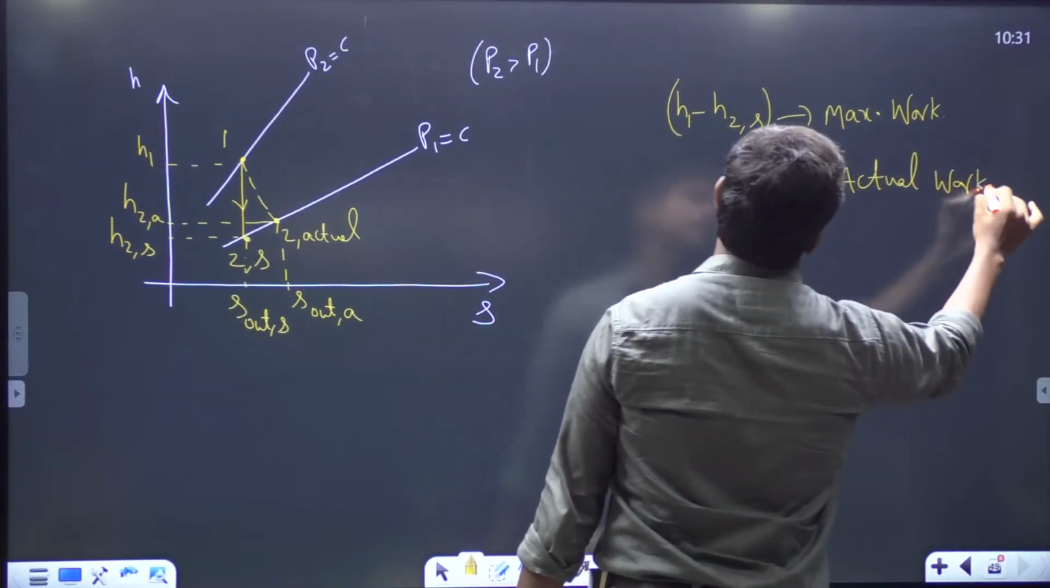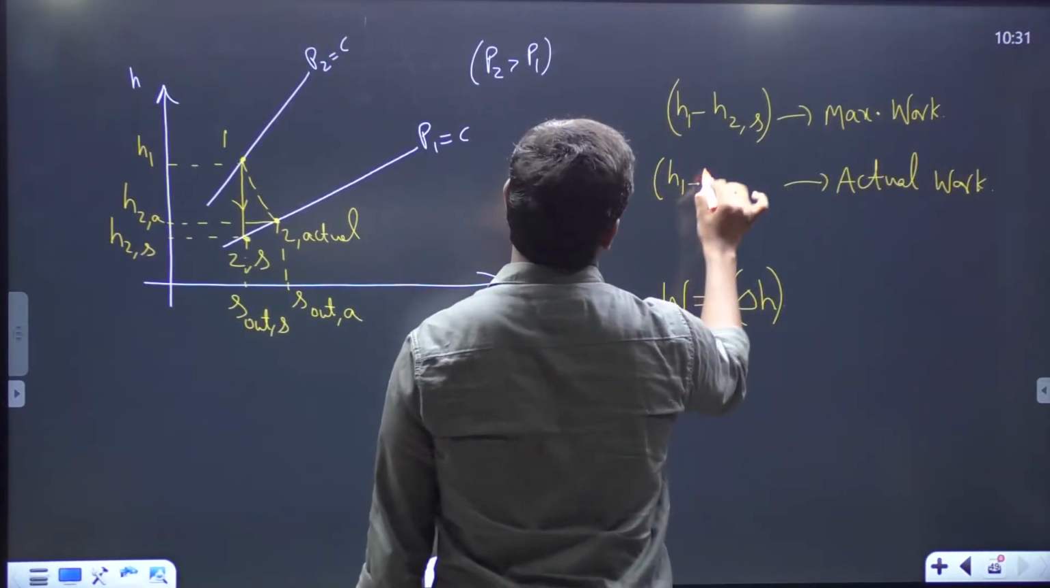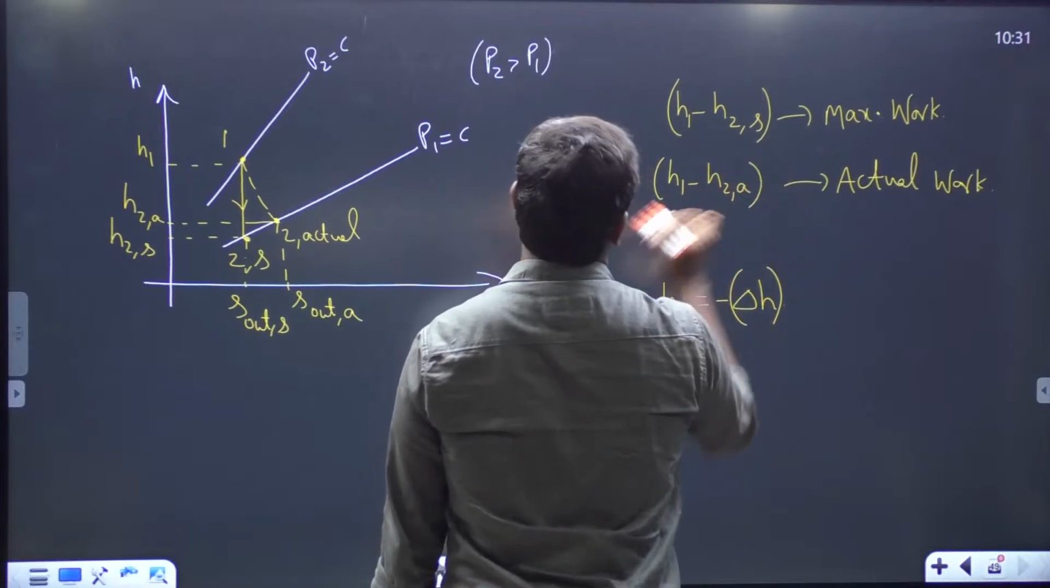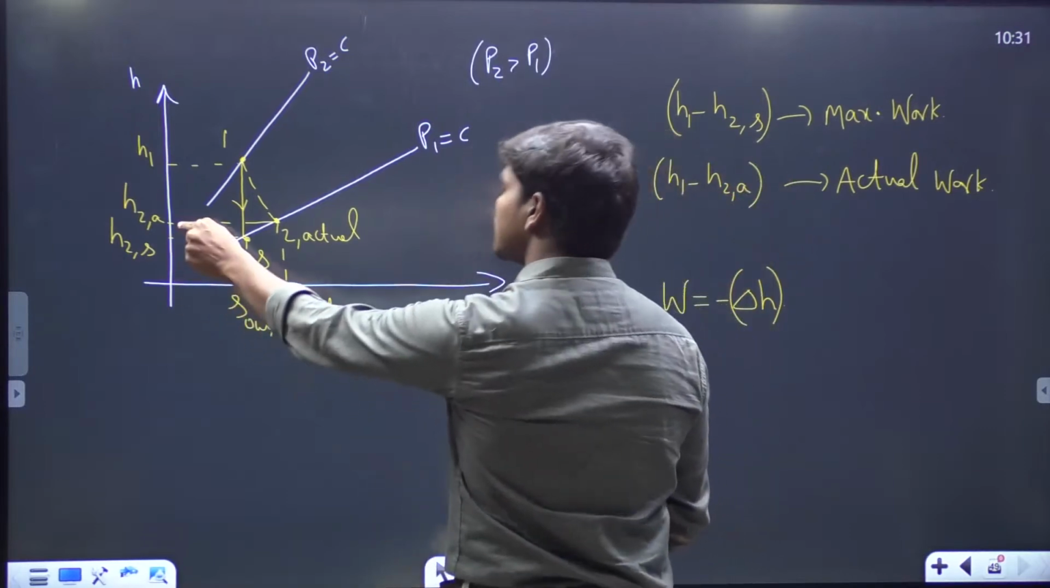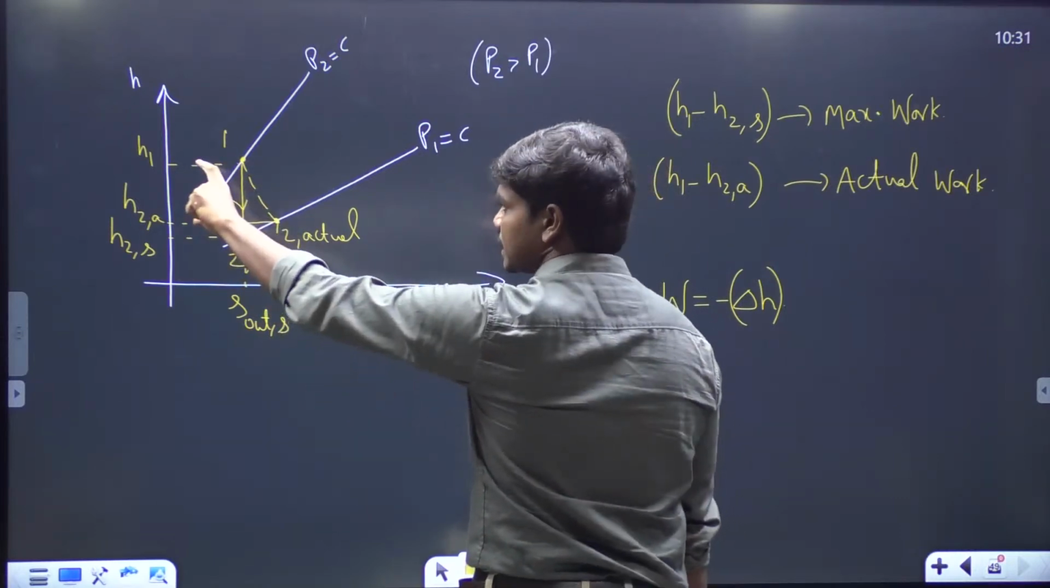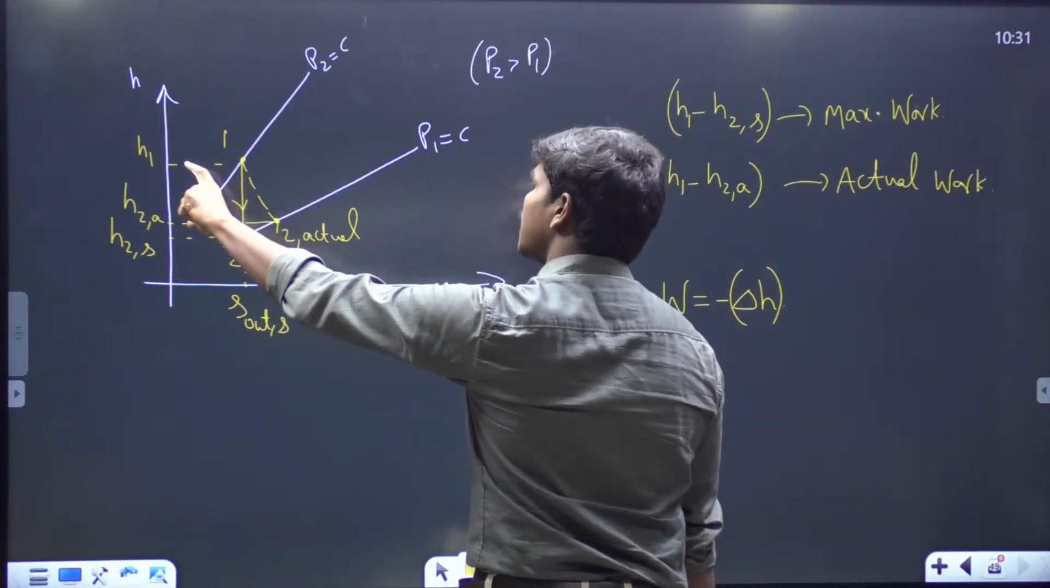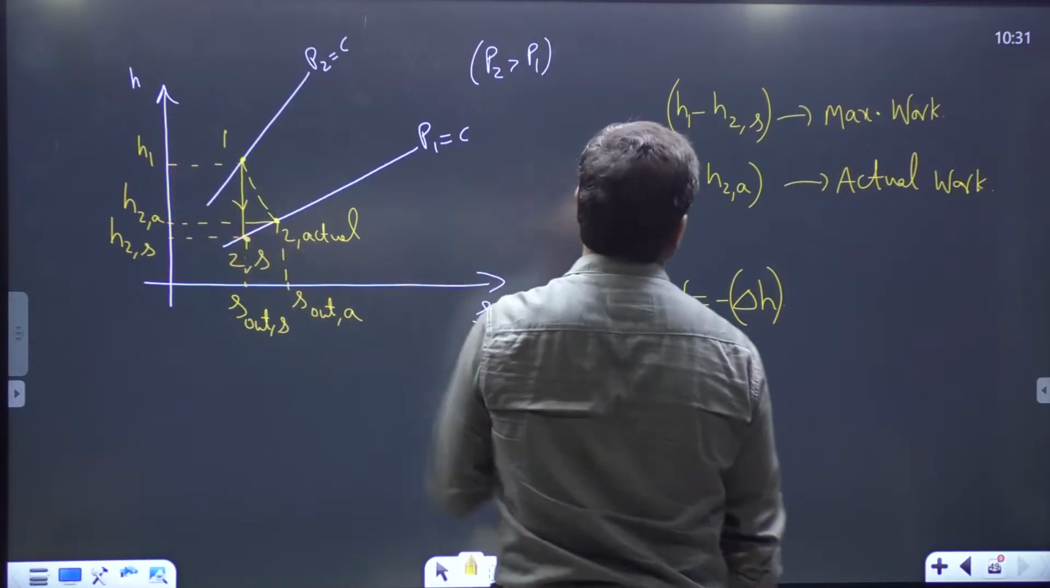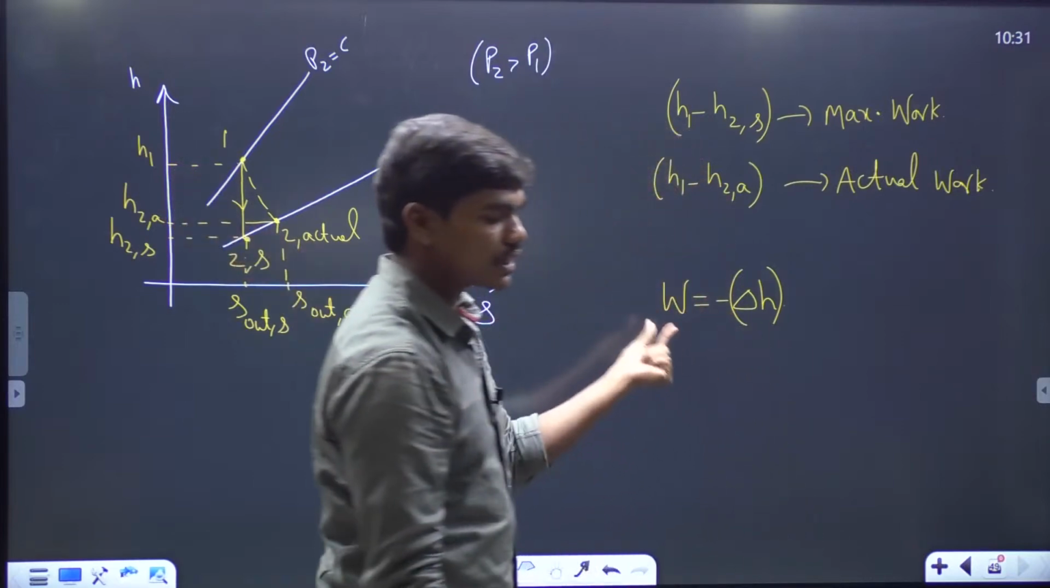What's the actual work that you are getting? H1 minus H2 actual. And when H2 actual is more than H2 at isentropic conditions, this difference H1 minus H2A is actually less than this difference H1 minus H2S. And this difference is nothing but the work done in a turbine.